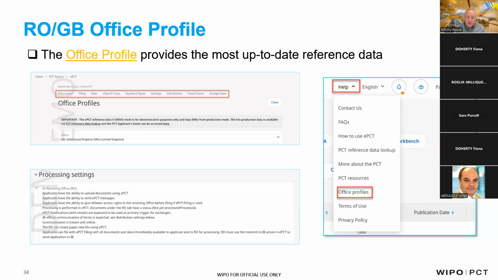Now, if you would like to submit documents to ISA EP, so to the EPO as the International Searching Authority, and you don't know if you can use ePCT, in such a case, you go again to the office profile, you select EP, and then you go to Processing and Settings, you select the authority ISA, and then you will see that yes, it's possible to upload documents to ISA EP using ePCT. However, you will see that it's not possible to send ePCT messages to ISA EP.